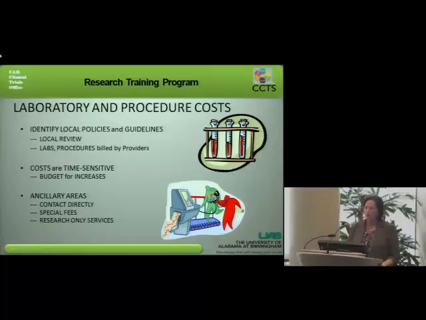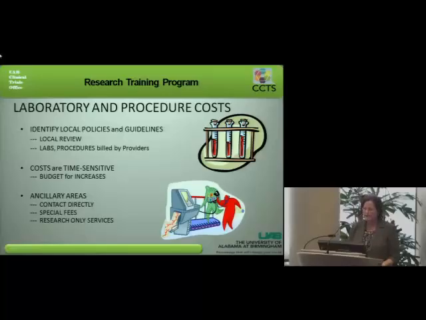Remember that your costs are time sensitive. You should always budget for increases. You need to look at the length of time the study will be performed and estimate what you think increases in your costs will be each year, and somehow include those increases in your budget.